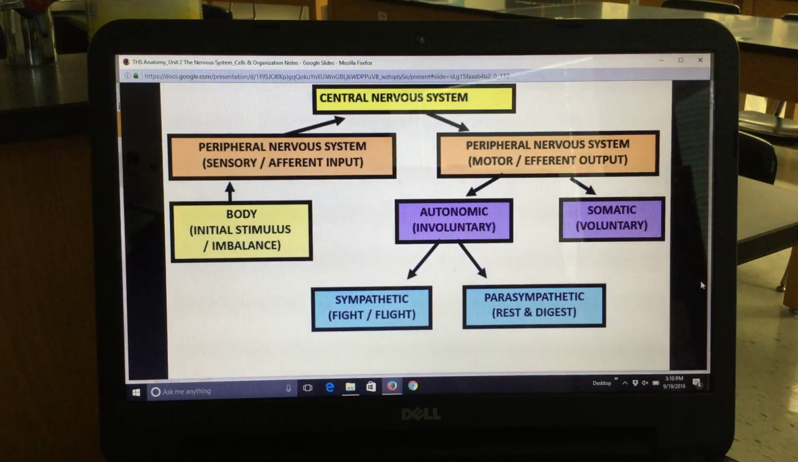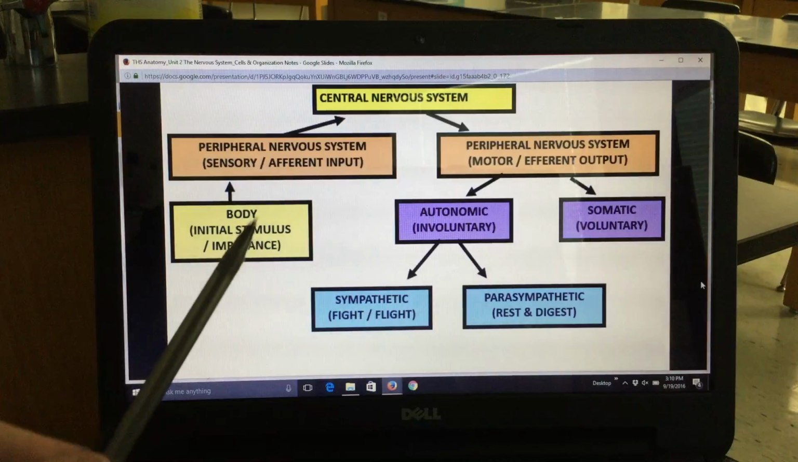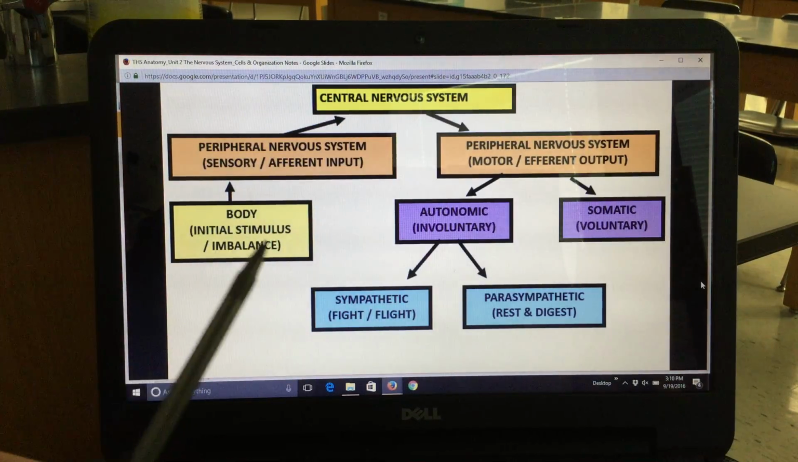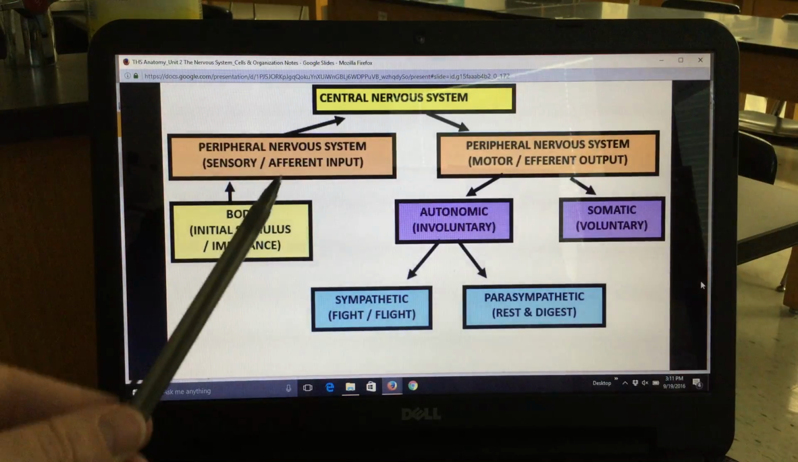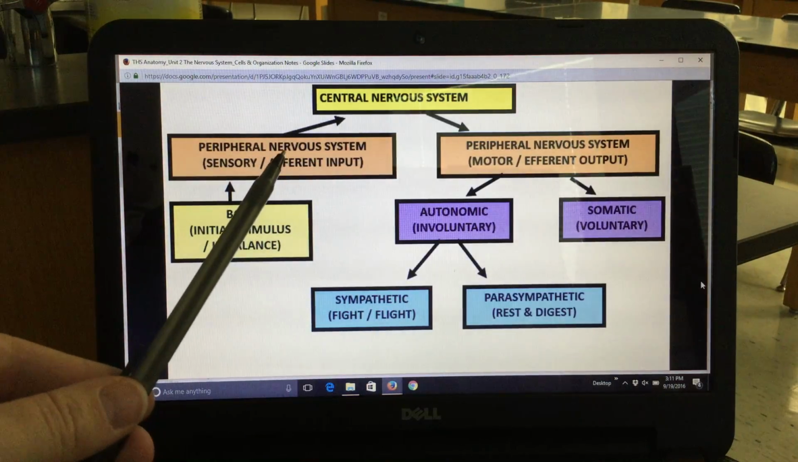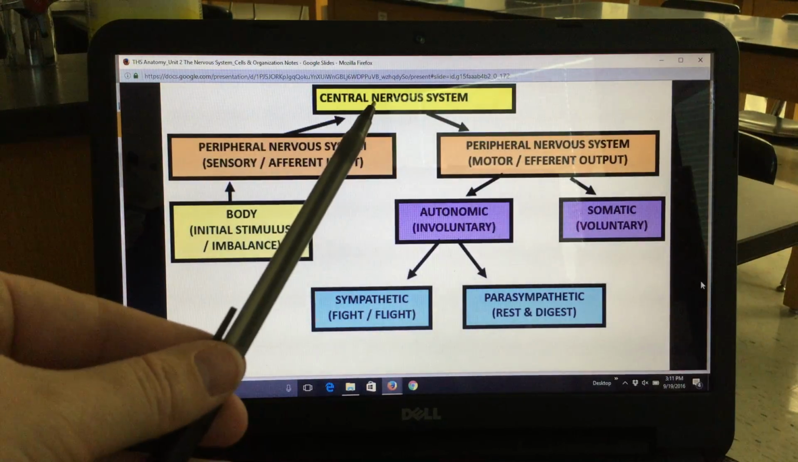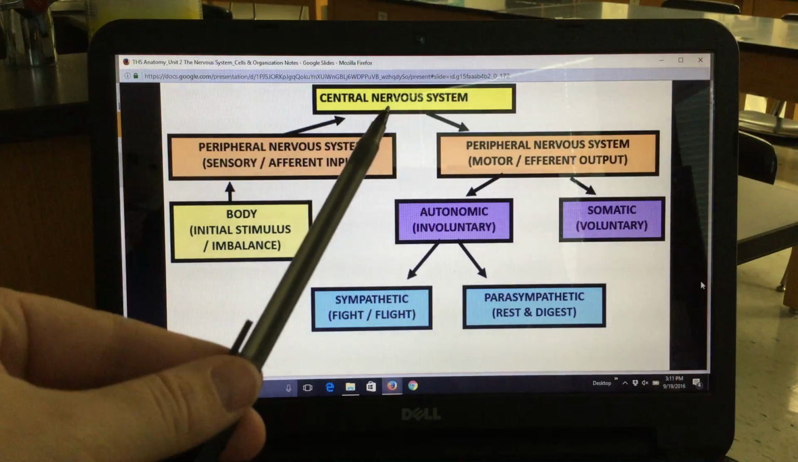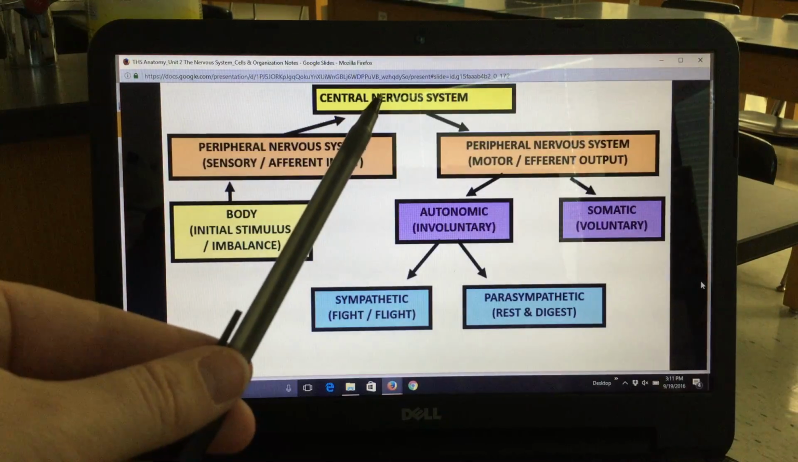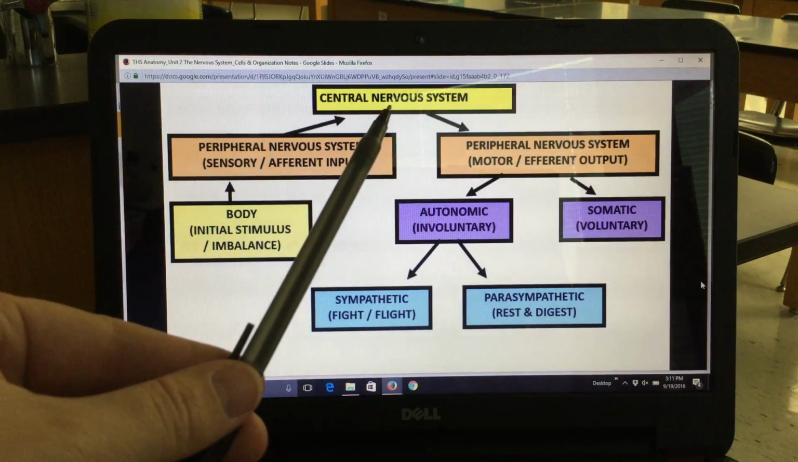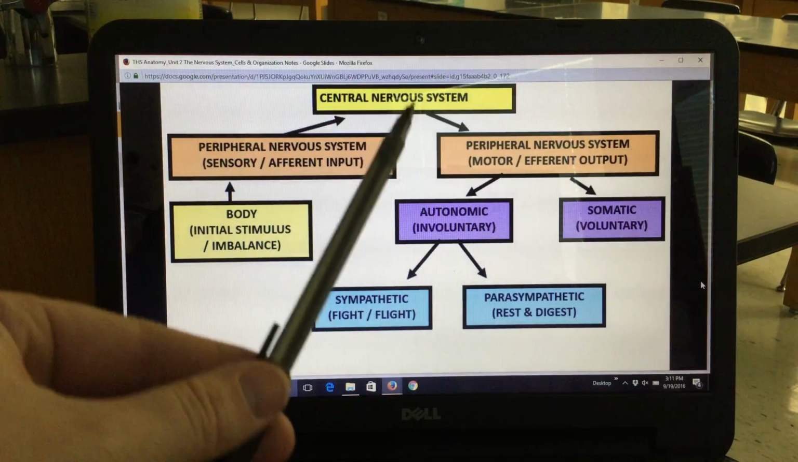So let's say someone is threatening to fight you at school. They're swearing at you, they're throwing things at you, posturing at you. That would be the initial stimulus. This message of sort of a life or death situation is sent through your sensory afferent division to your central nervous system. Your central nervous system makes a decision of what needs to happen. All it knows right now is that you are about to either die or live, and you need to do something to do one or the other.